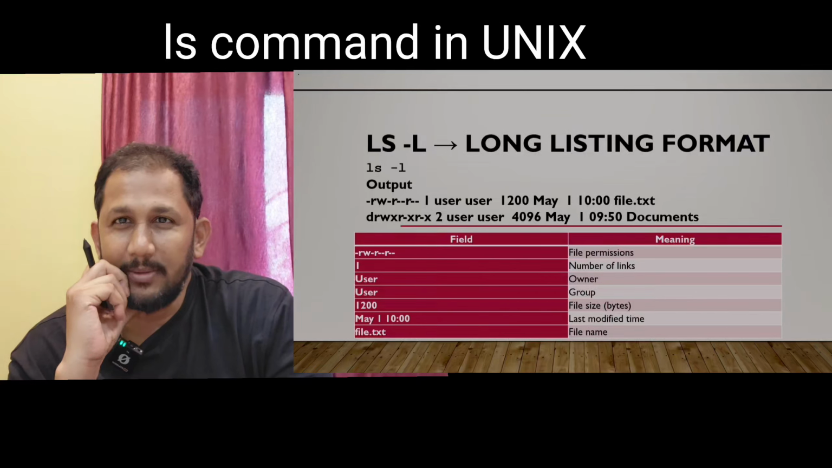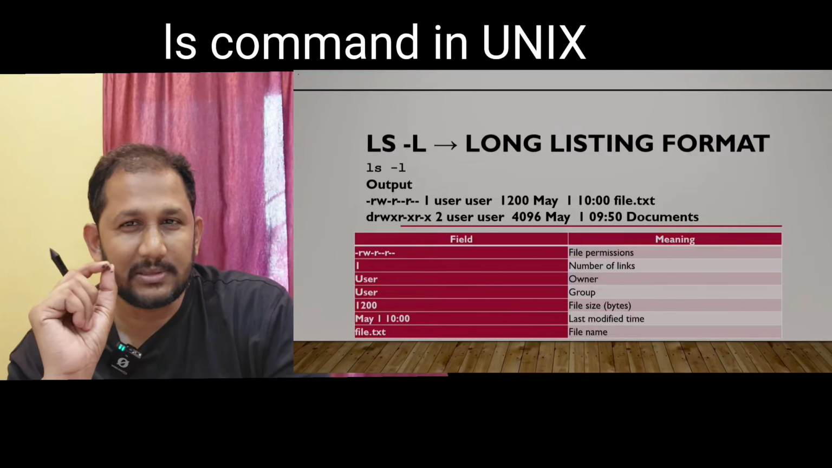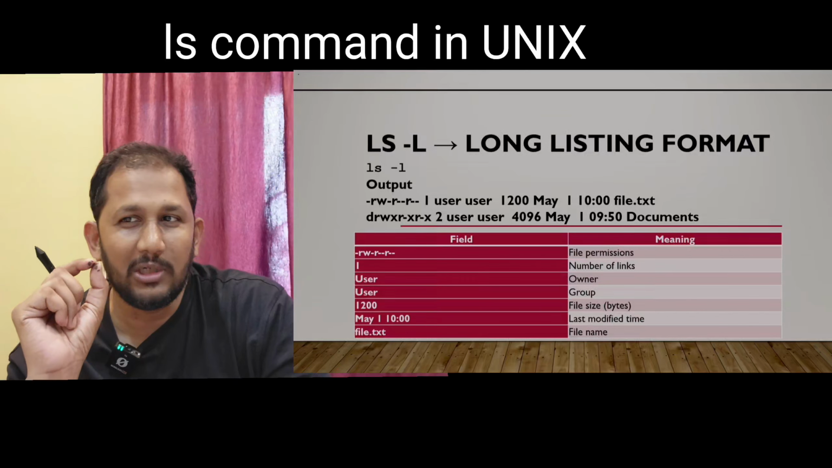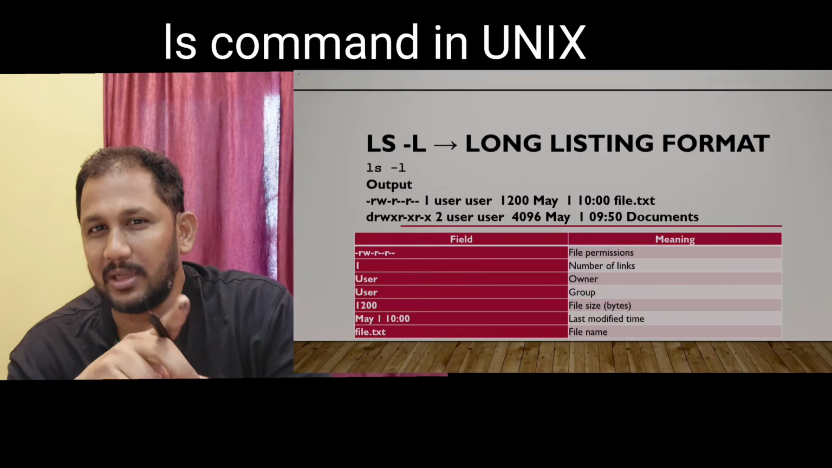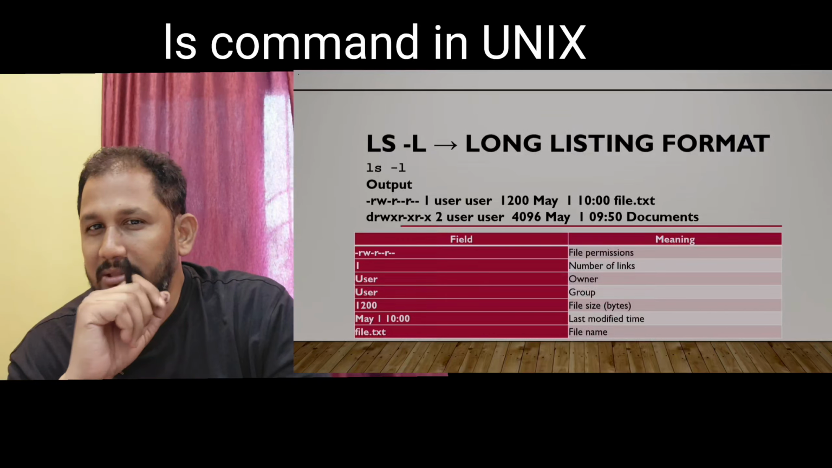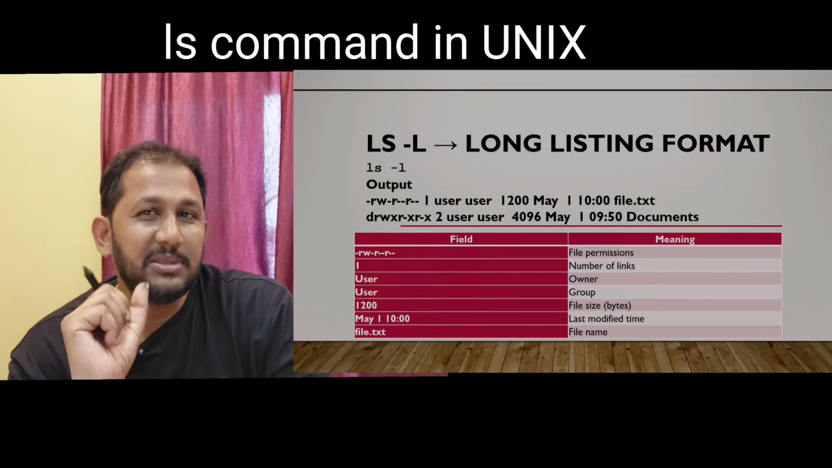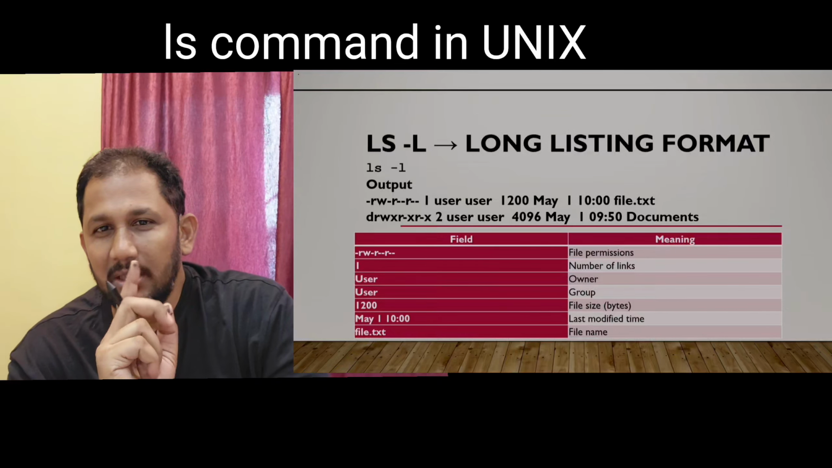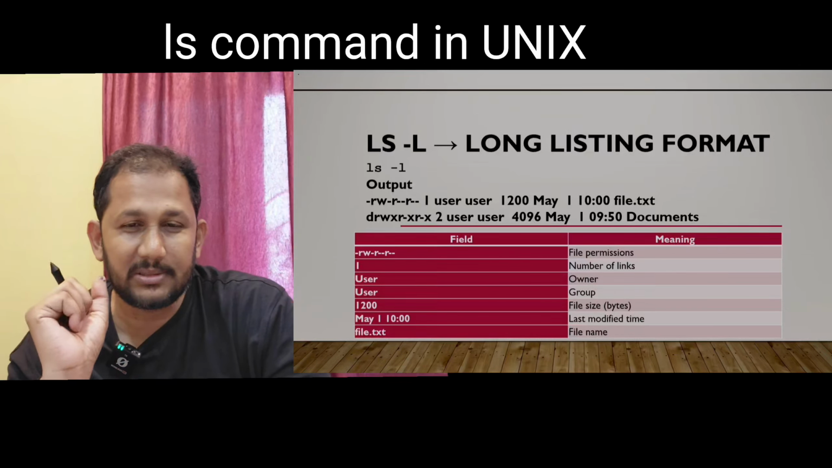Then the options are given below. The first option is ls -l. This option -l is used for long listing format. Output is here: -rw-r--r--. This means these are permissions. There are three permissions here. One is owner, another is group, another is others.